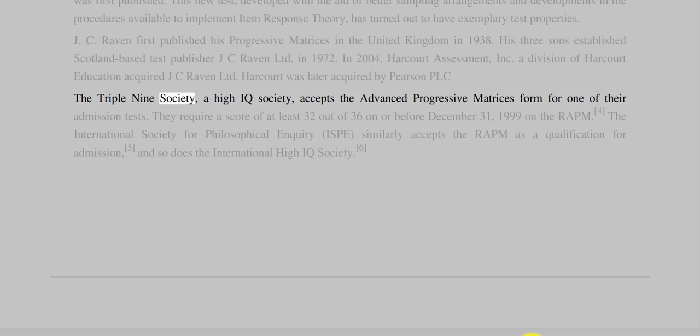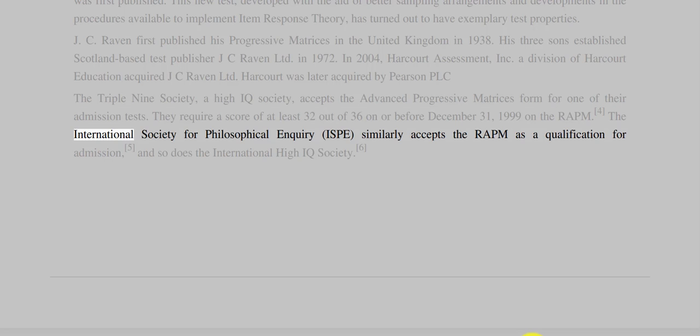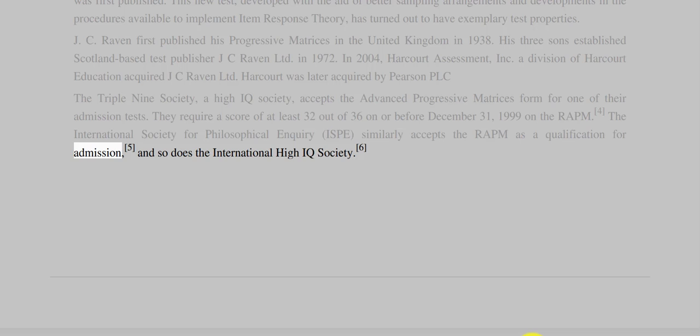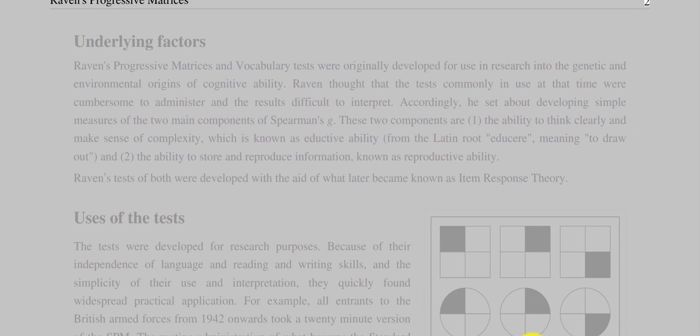The 999 Society, a high IQ society, accepts the Advanced Progressive Matrices form for one of their admission tests. They require a score of at least 32 out of 36 on or before December 31, 1999 on the RAPM. The International Society for Philosophical Enquiry, ISPE, similarly accepts the RAPM as a qualification for admission. And so does the International High IQ Society.